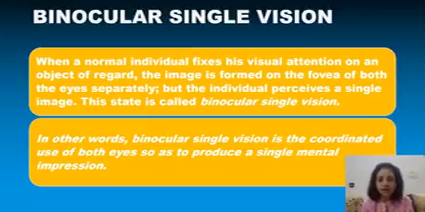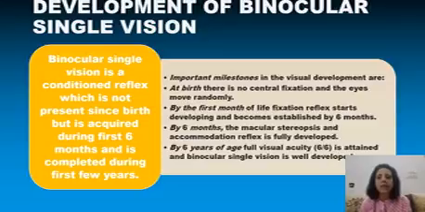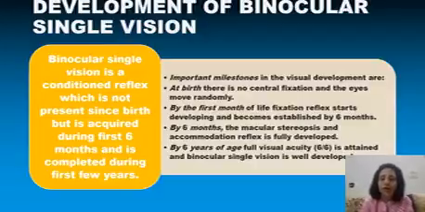So, in other words, binocular single vision is the coordinated use of both the eyes so as to produce a single mental impression. So, the development of binocular single vision. It is a conditioned reflex which is not present since birth, and it is acquired during the first 6 months of age and completed by the first 6 years.